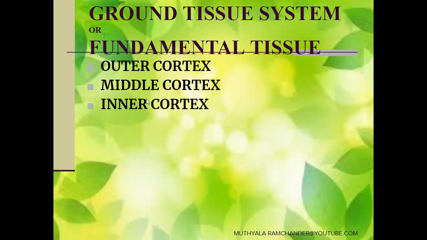At the same time, the inner cortex also. The inner cortex is made by parenchyma tissue, and it helps in storage of starch food material. Sometimes the inner cortex is made by sclerenchyma tissue, and it gives additional mechanical support to the root or shoot.